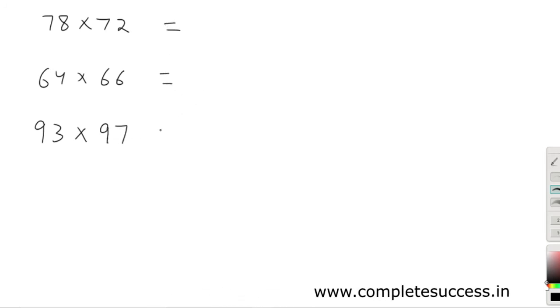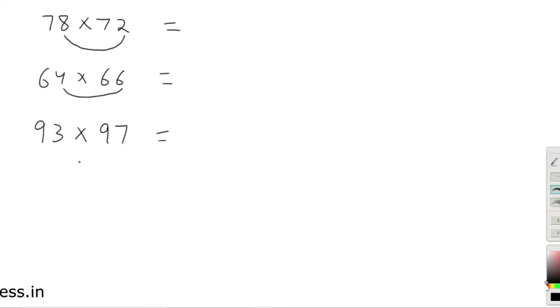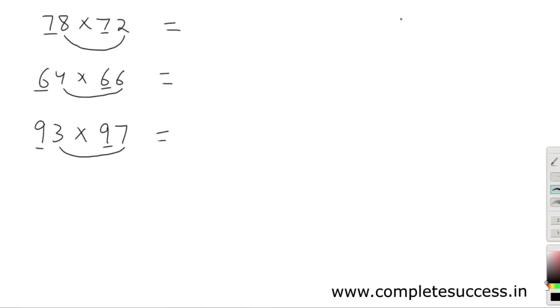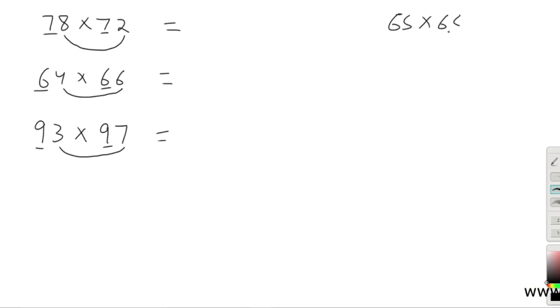So we can apply this formula where there is a multiplication of a 2-digit or 3-digit number, but the sum of the unit digits of both the numbers is 10. For example, 8 plus 2 is 10, 6 plus 4 is 10, 3 plus 7 is 10, and the starting digit is same. The starting digits are same, 7, 7, 6, 6, 9, 9. Is it clear? We have done the square of, for example, 65. 65 square is what? 65 into 65.